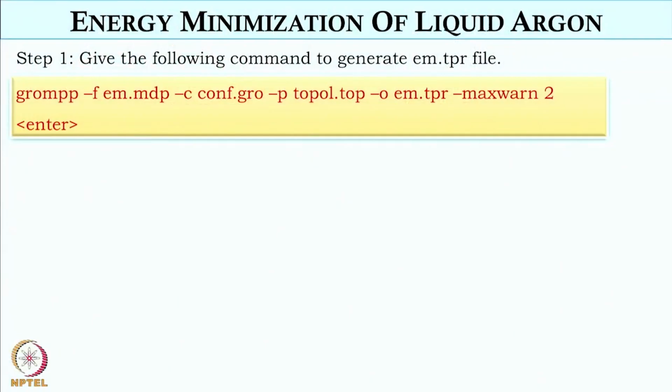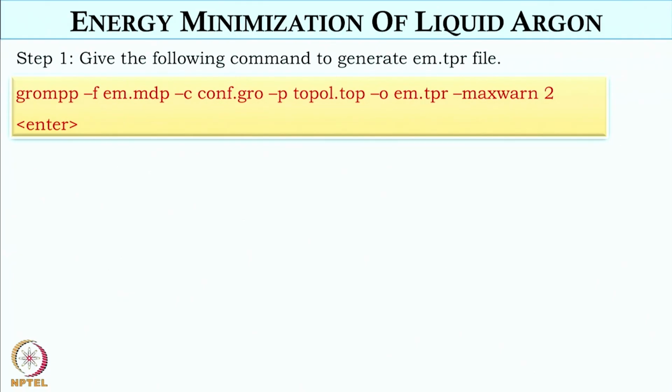But do you mean to say all the four will be needed in this? All the MDP, GRO, top and TPR? GRO and top, these are the main input files that are required, and we will use all these three files to generate a TPR file, and grompp is the command to do that. And in that single em.tpr file, it will contain information of all the three files. So that is the final thing that is needed to do the energy minimization.